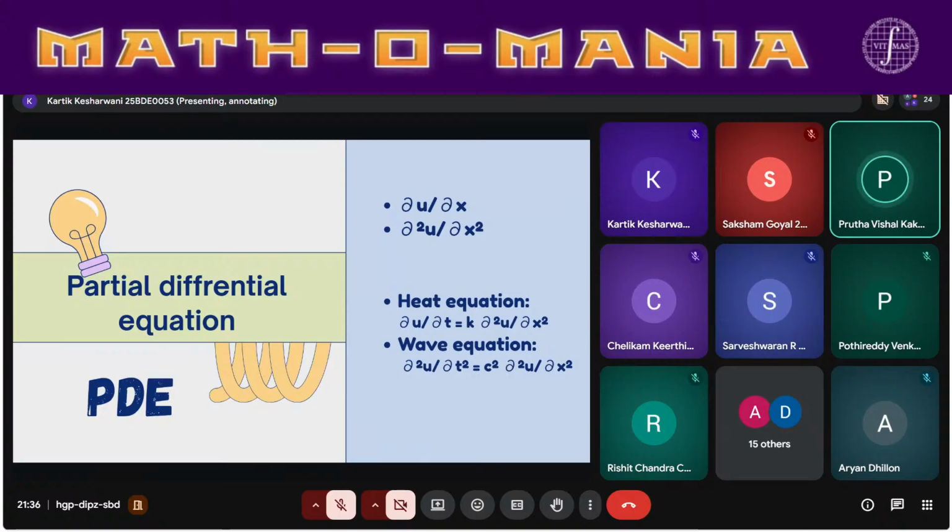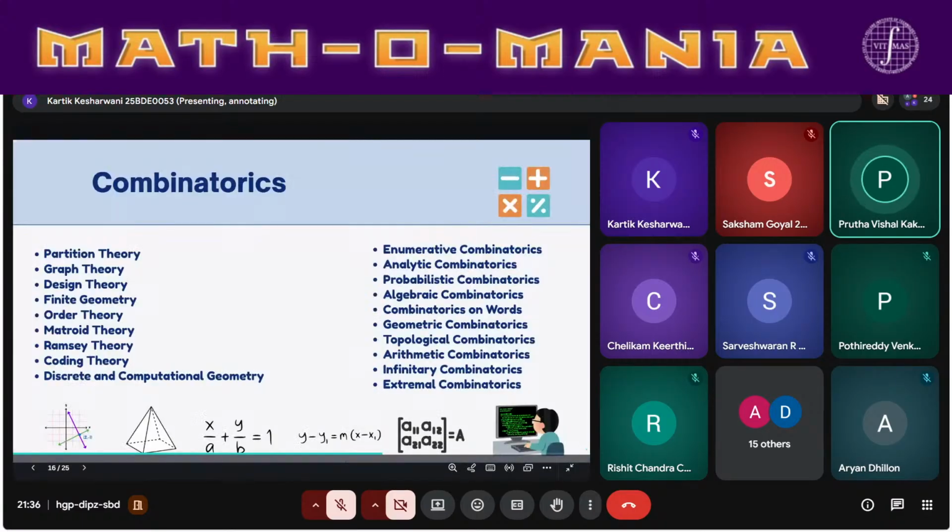Coming to the second application, combinatorics. Combinatorics is a branch of mathematics concerned with counting, arranging, constructing, and optimizing discrete structures, particularly within finite systems. It studies how elements can be combined under given constraints and how such structures behave.